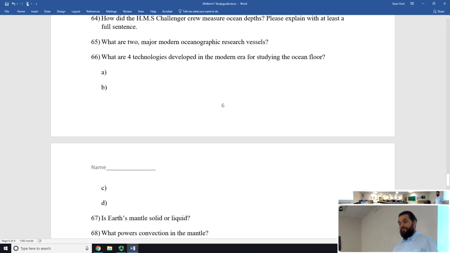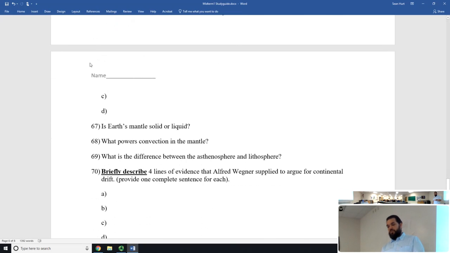All right, some technologies that we use in the modern era to study the oceans. We use multi-beam echo sounding. ROVs, remotely operated vehicles. We also use ocean drilling, right? So drilling into the sediments and the rocks of the ocean floor. We use satellite altimetry to measure ocean depths. So those are 4 technologies you should be aware of.